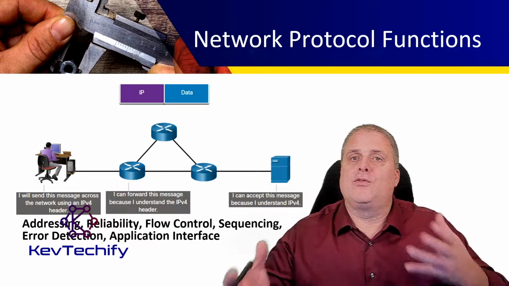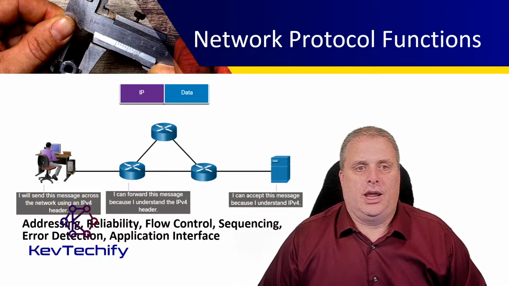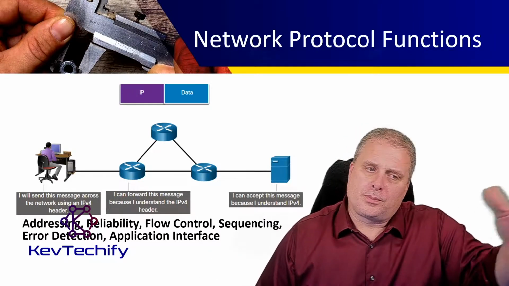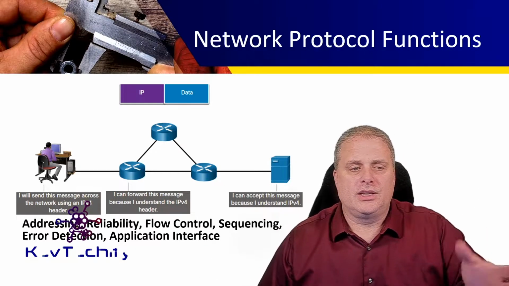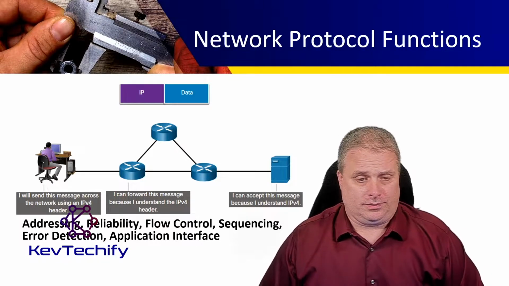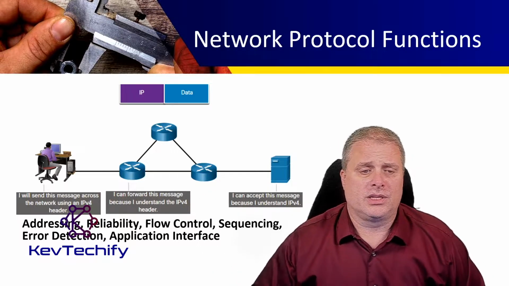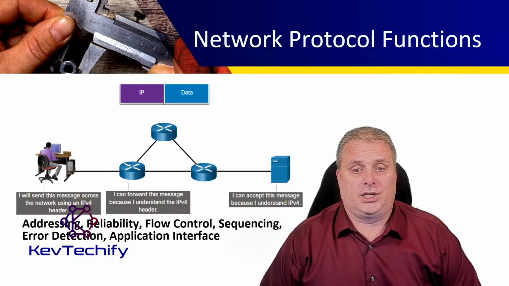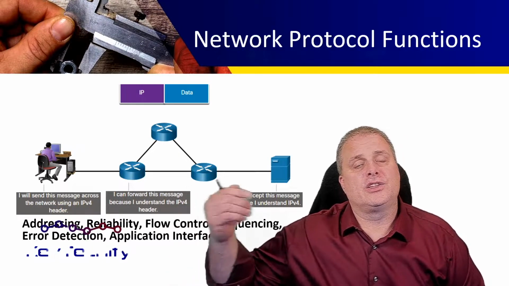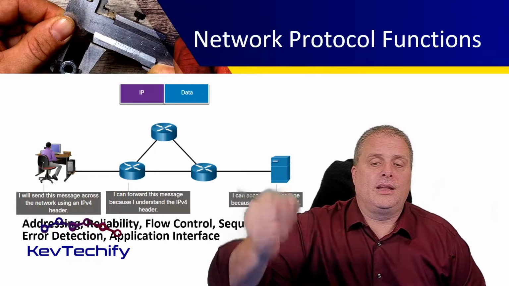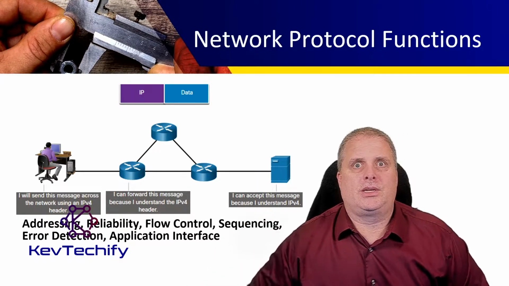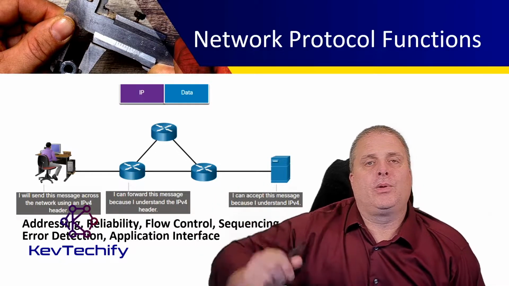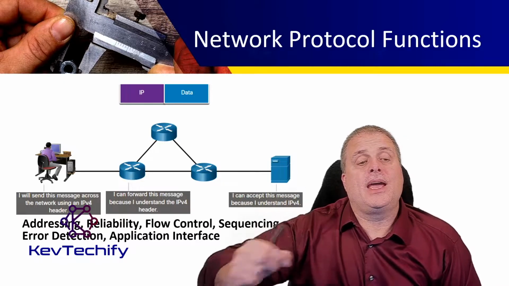And protocols may have one or multiple functions as we start looking at this. And so we look at this diagram. The PC on the left is saying, I'll send this message across the network using IP version 4. The router that he's connected to says, hey, I can forward this message because I understand IP version 4 in the header information. And it travels through that network, and finally it gets to its destination where the end device says, hey, I can accept that message because I speak IP version 4. So I know that I'm the right address. I can understand that I am that right address.